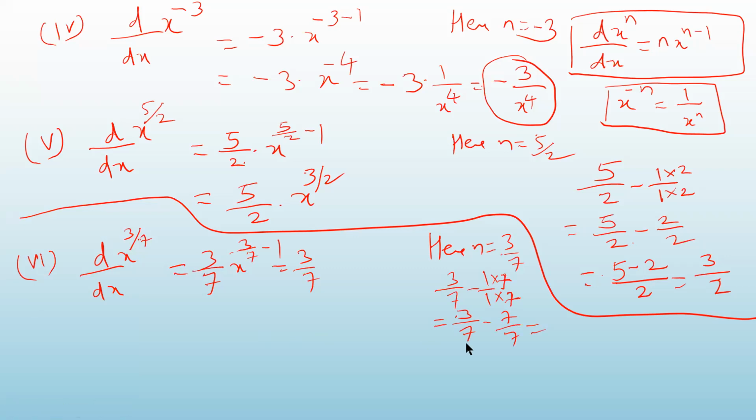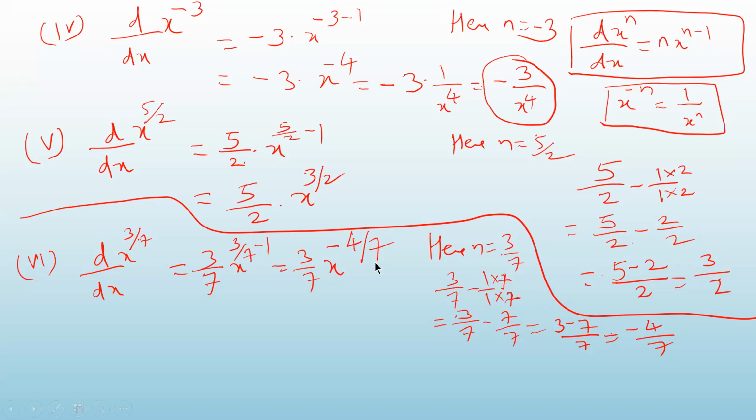Now you see that the denominator is same, so it will be 3 minus 7 upon 7. What is 3 minus 7? It is minus 4. So minus 4 upon 7. So you will get here x to the power minus 4 upon 7. The expression is 3 upon 7 x to the power 3 upon 7 minus 1. Okay, so 3 upon 7 minus 1 we have done here and we got minus 4 upon 7.